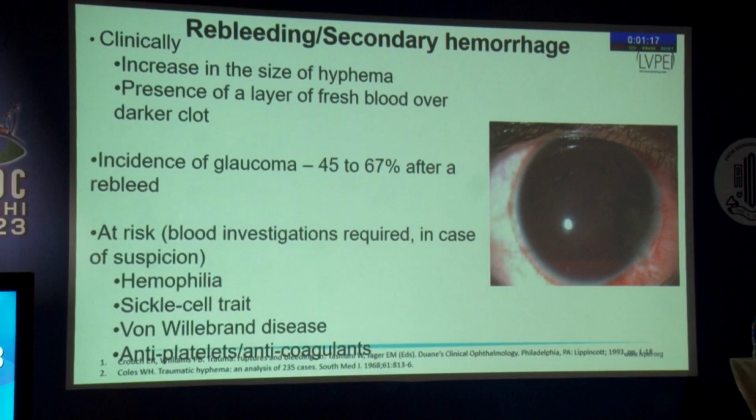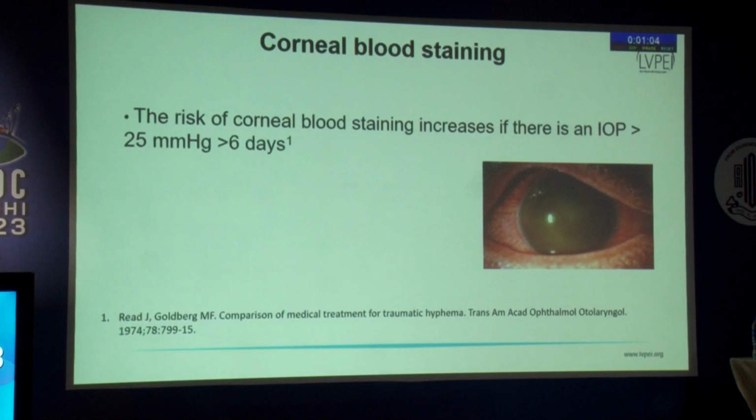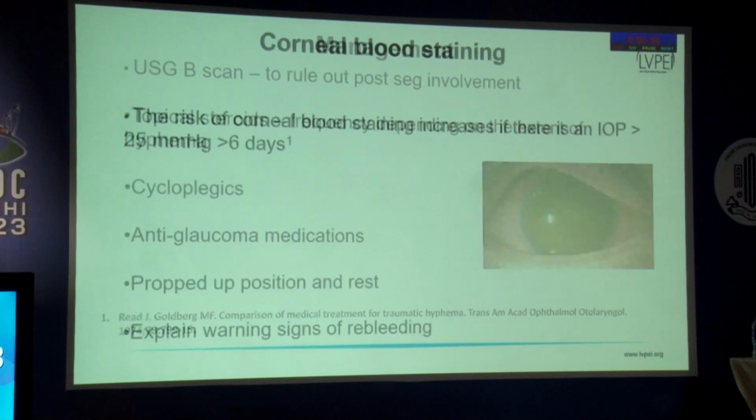And how do we identify it? There is an increase in the size of hyphema in the following days, or there is a layer of fresh blood over the older clot. And most people who are at risk are the ones who have any bleeding disorders. Corneal blood staining increases if the IOP is more than 25 mmHg and if the number of days is increased.